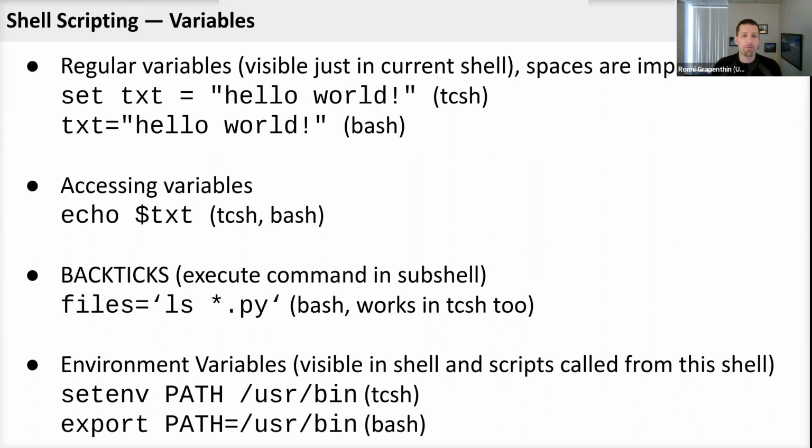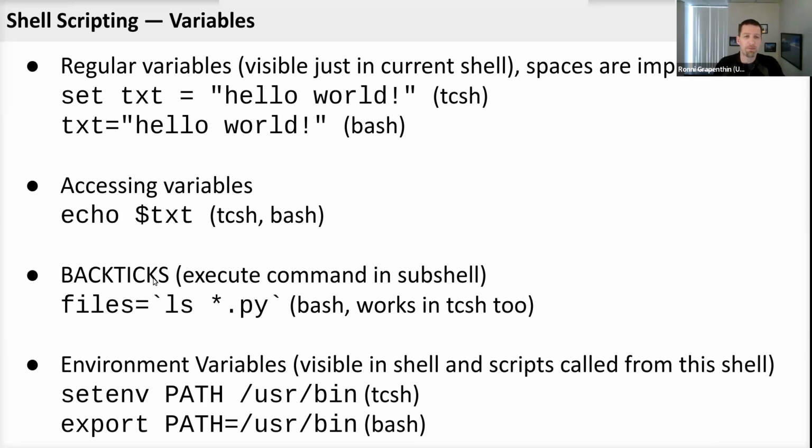So as a reminder, variables here, regular variables that are visible just in the current shell. Remember that spaces here are important. So for the tcsh, we would say set txt space equals space quotes hello world exclamation point. In bash, we would just say text equals hello world, and then to access the variables, it's the same for both tcsh and bash. We would just say echo $text, the variable name. So the $ sign indicates to the shell that the string that follows right after without a space is a variable name that it should look for.